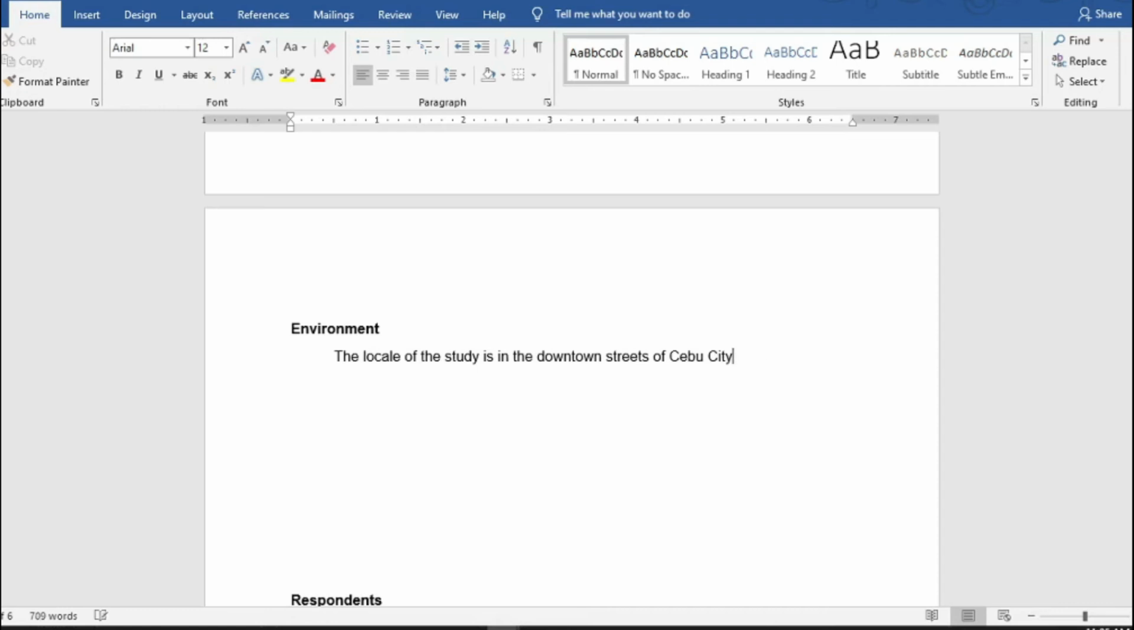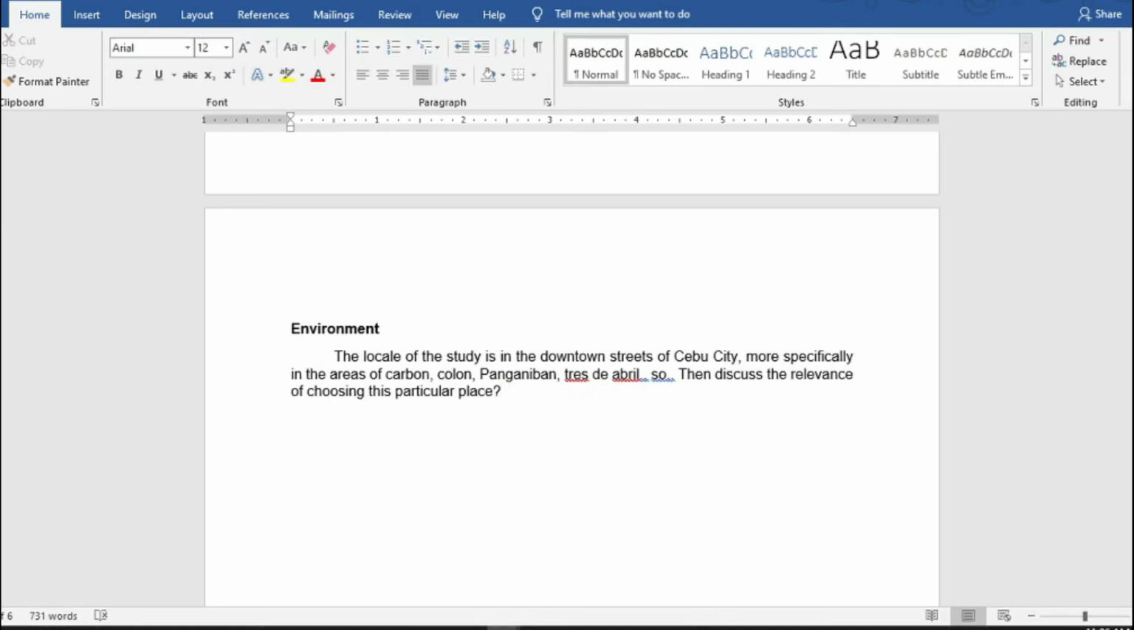More specifically, in the areas of Carbon, Colon, Panganiban, Tres de Abril, and so on. So you have to discuss the relevance of choosing this particular place.